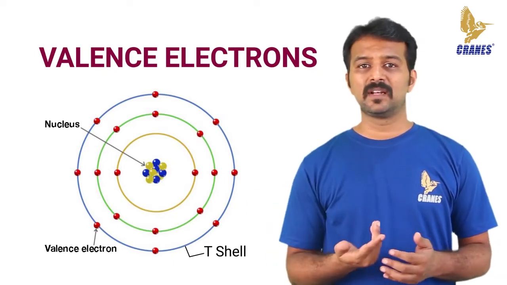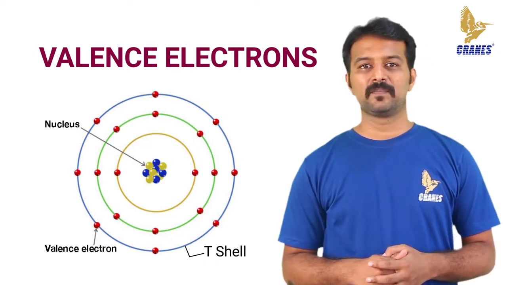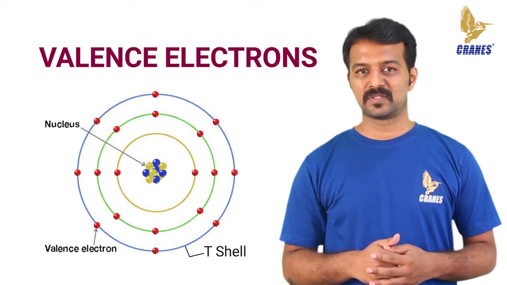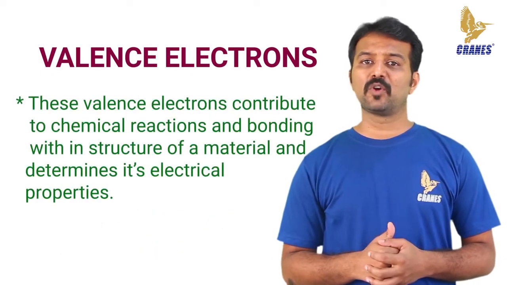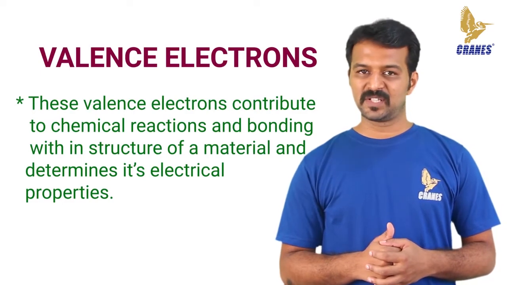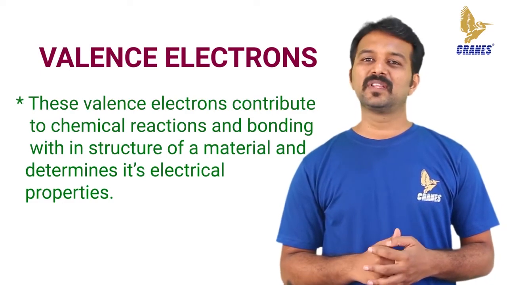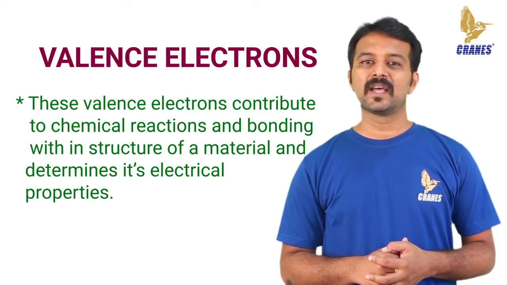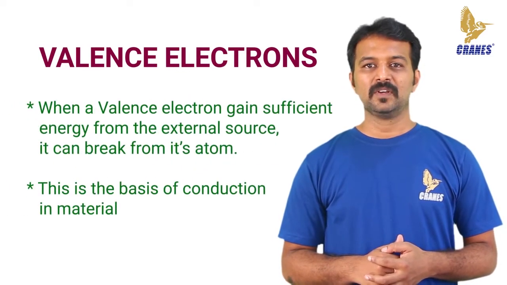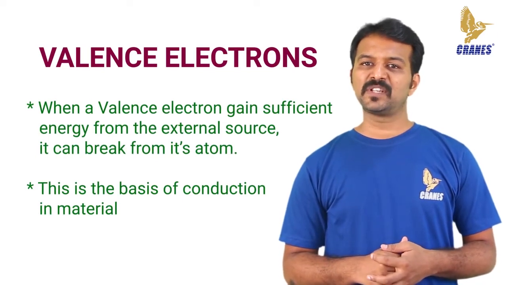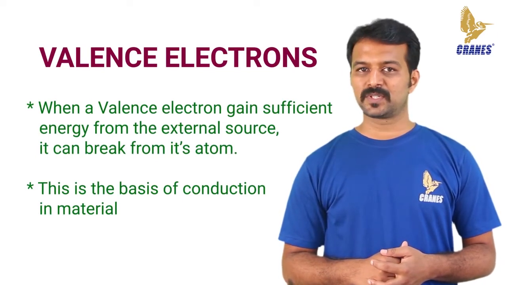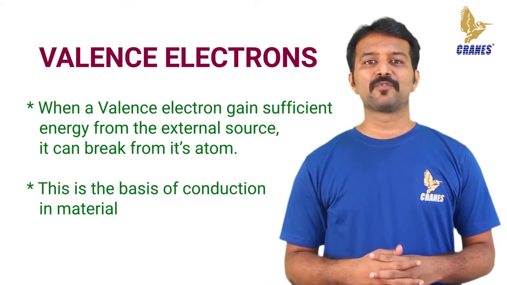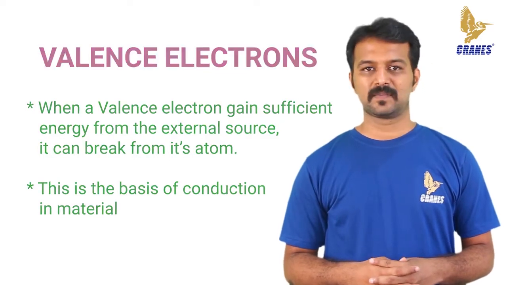This outermost shell is known as the valence shell, and the electrons in this shell are called valence electrons. These valence electrons contribute to chemical reactions and bonding within the structure of a material and determine its electrical properties. When a valence electron gains sufficient energy from an external source, it can break free from its atom. This is the basis for conduction in materials.